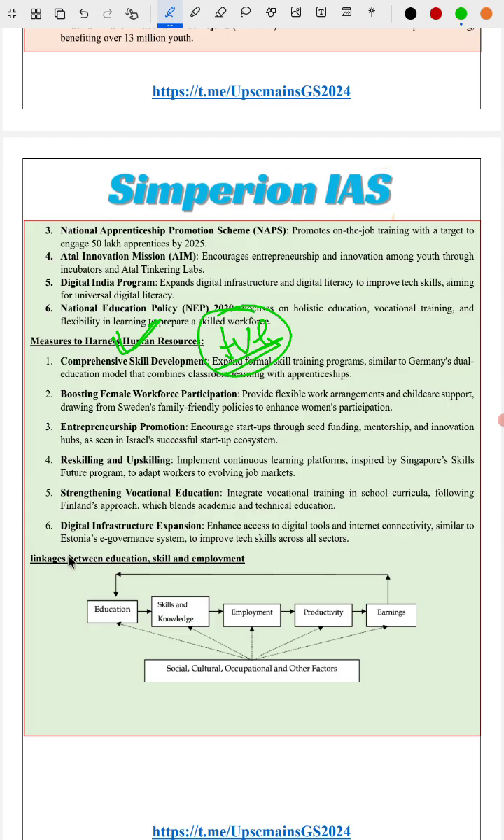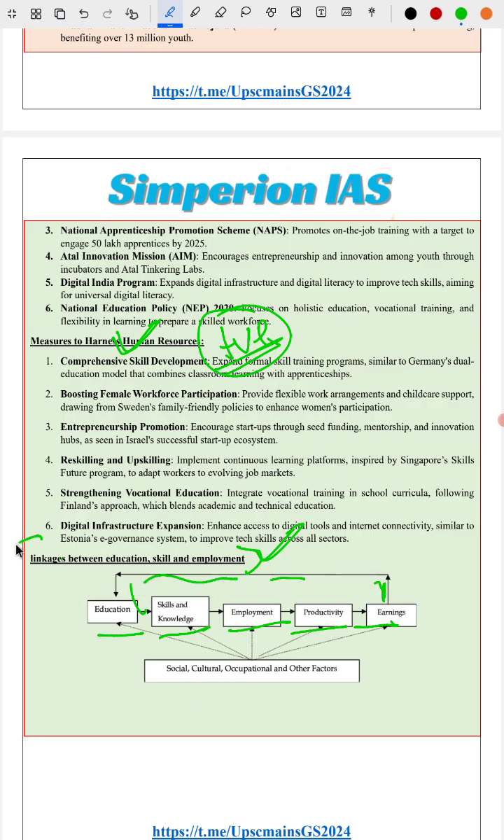Next, the linkage between education, skill and employment. We have covered that topic. It's again a PYQ question. That is, education leads to skill and knowledge, leads to employment, leads to productivity, leads to better earning. Again, leads to spending more on their family's education, etc.